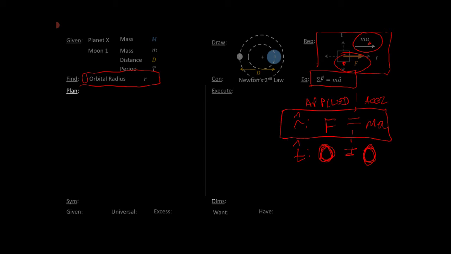But it's not what we get right away because we need to find little r first. We always start with the thing we want to find. Always start with the thing you want to find. And in this case, since we're going around in a circle, we have a centripetal acceleration. So I'll use that.